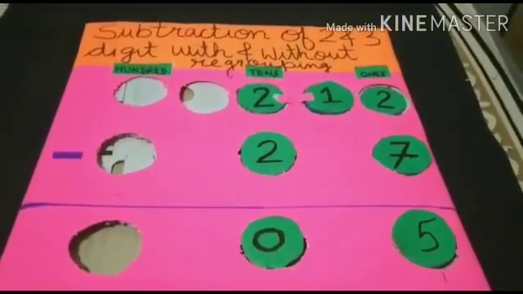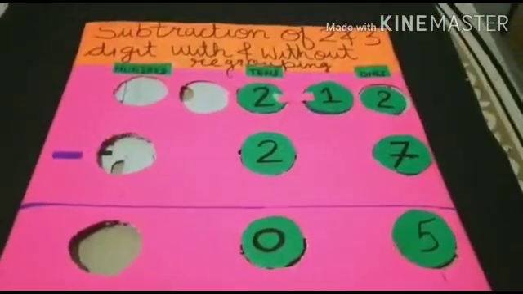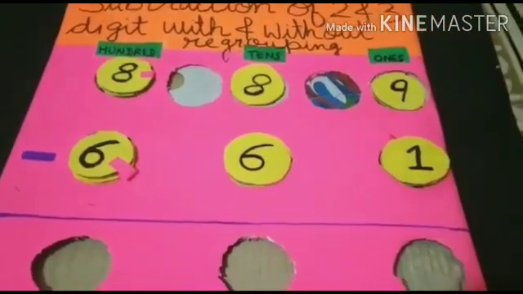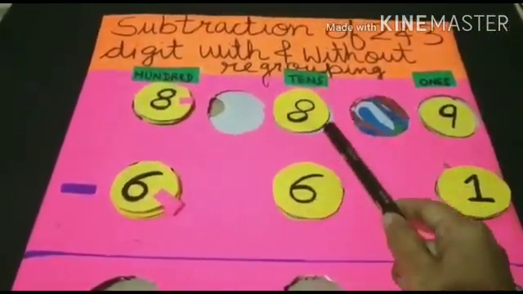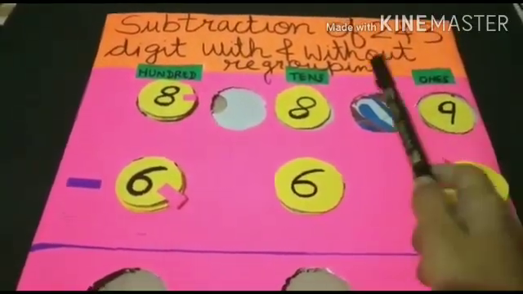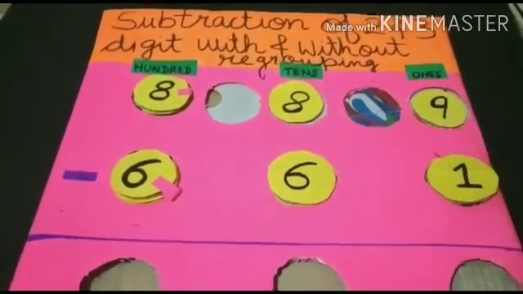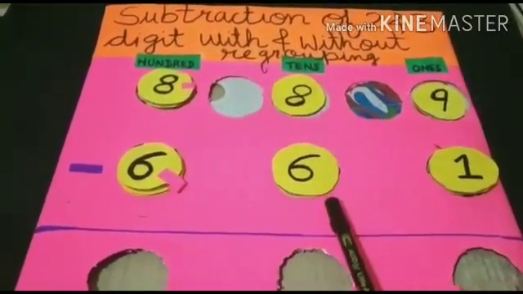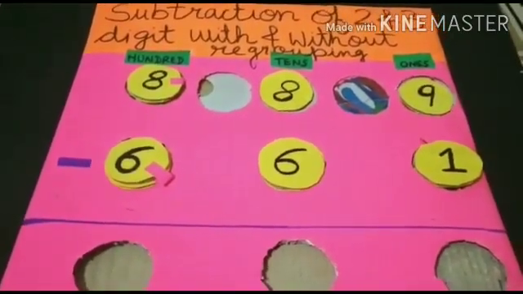Now we will do 3-digit sums. This is the sum for 3-digit without regrouping. 889 is 800, 80 tens means 80, and 9 ones. Same way here also 600, 6 tens, 60, and 1 one. So it is very easy to do.